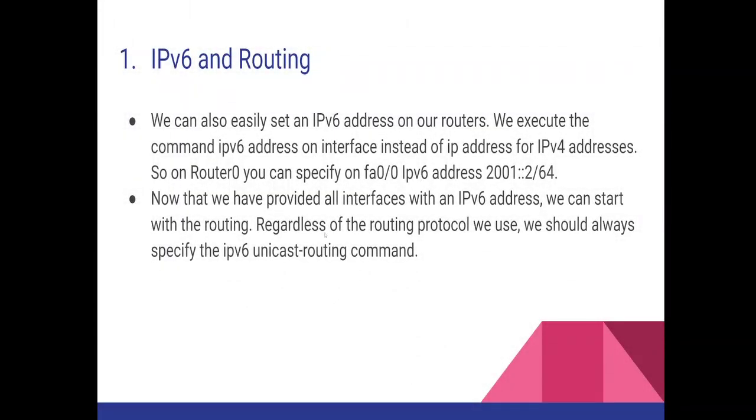For routing, this is a very important topic as well. You can easily set IP addresses on your routers. You can execute commands on an interface to set an IP address. So on router 0, you can specify on FastEthernet 0/0 the IPv6 address 2001::2/64. Now we have provided all interfaces with an IPv6 address, we can start with the routing.